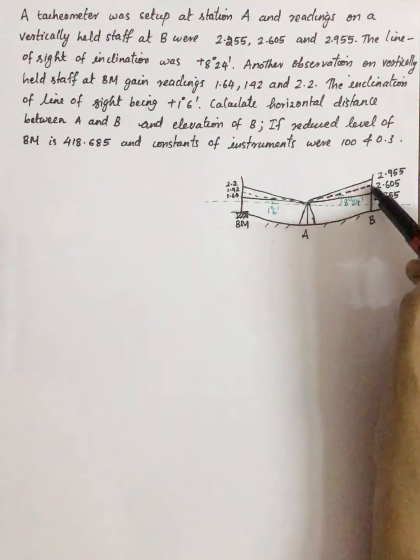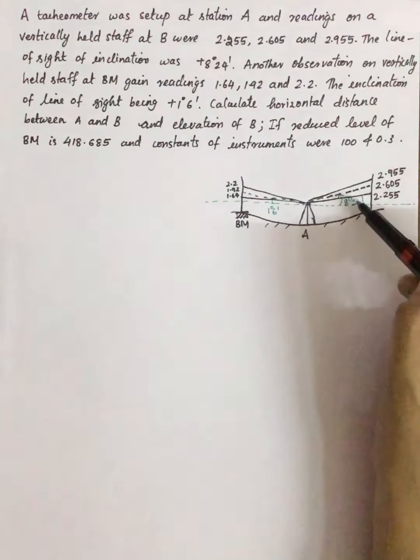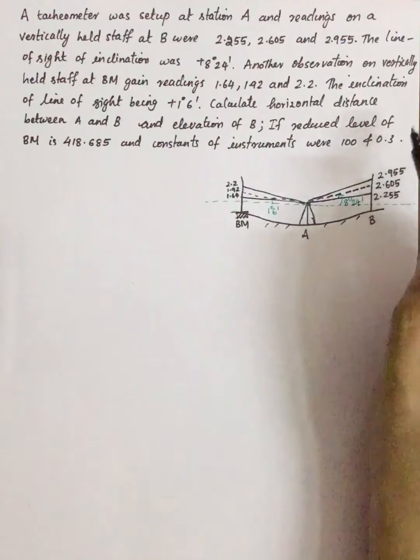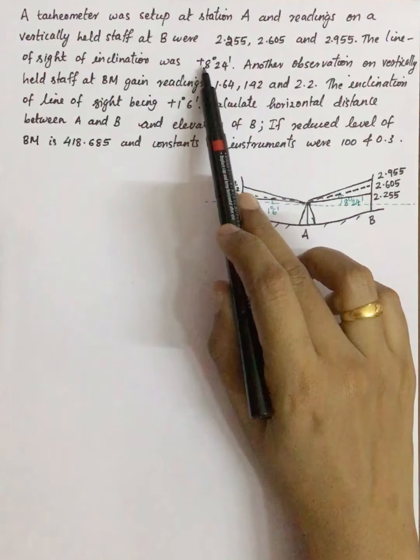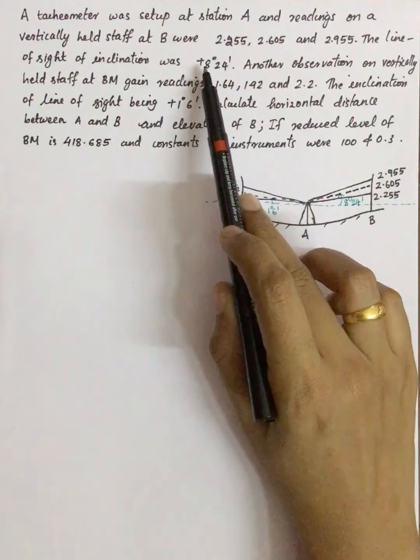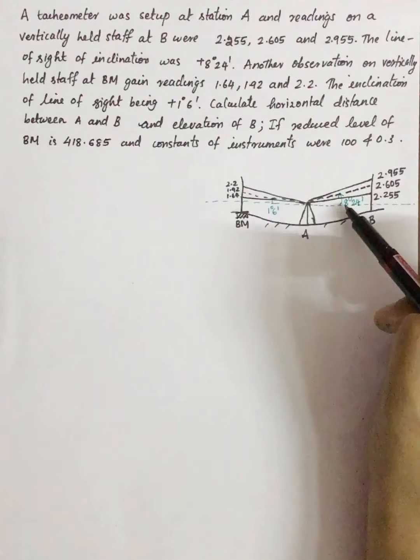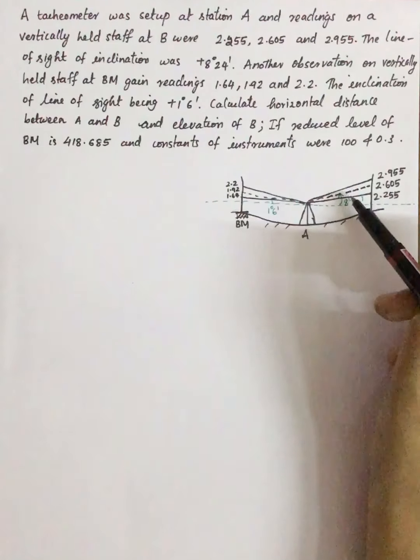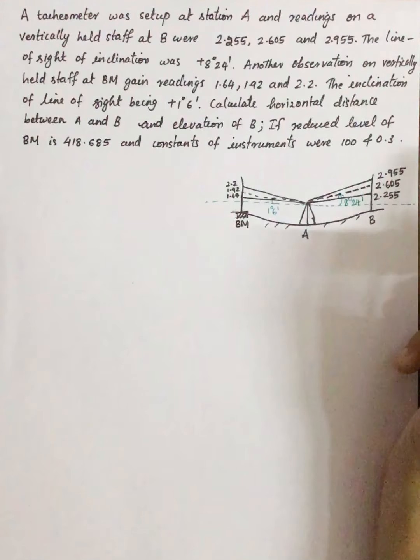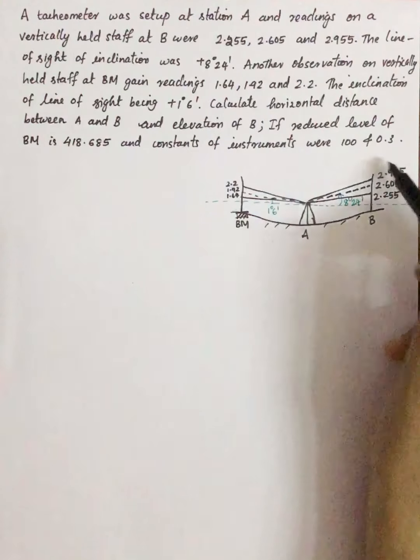The line of sight has an inclination of plus 8 degrees 24 minutes. What does it mean? Plus means it is an angle of elevation. So it is an angle of elevation of 8 degrees 24 minutes. I hope it's clear to you.